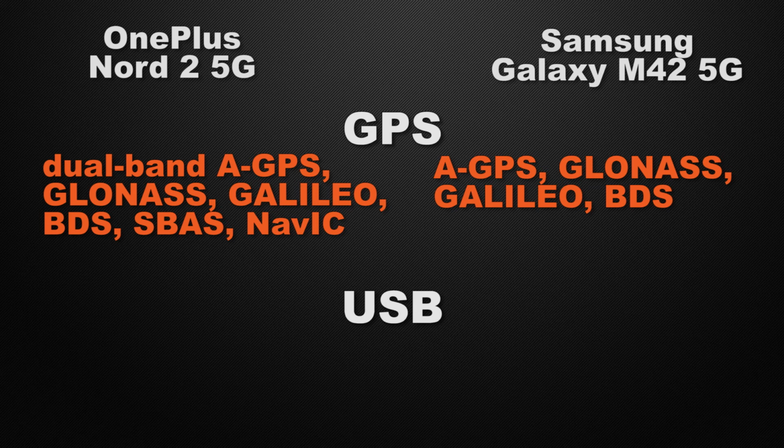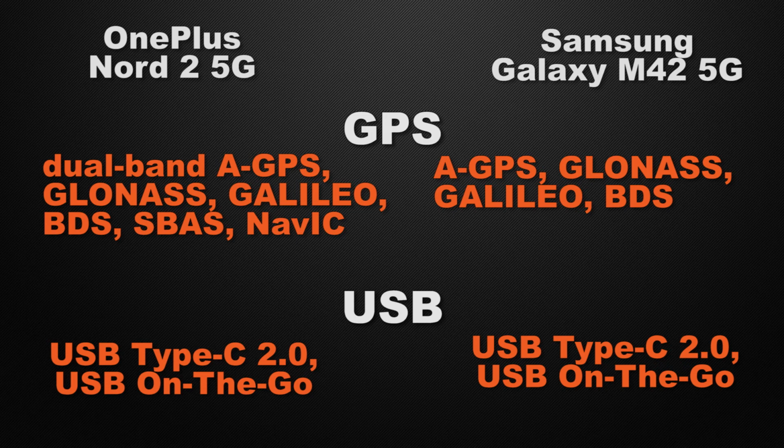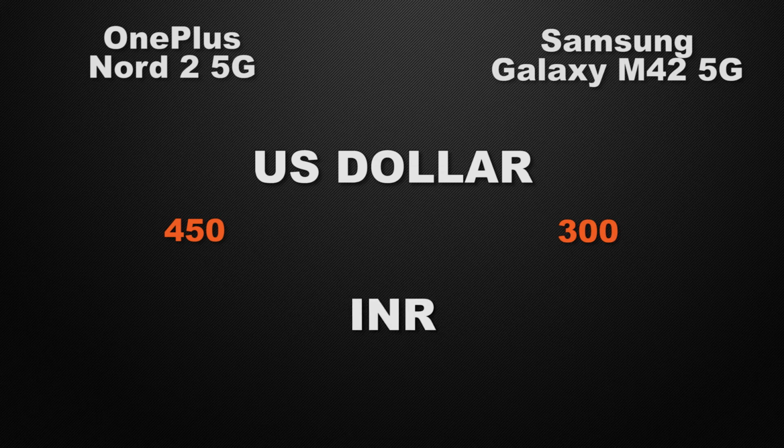And about the USB connectivity of the devices, Nord 2 comes with a 2nd gen Type-C connector with OTG support, whereas M42 also has a 2nd gen Type-C connector with OTG support. So it's a tie. Moving to the price of the devices, in the international market, Nord 2 is around $300 US, whereas M42 is available from $300 US too. In the Indian market, Nord 2 starts from 28,000 rupees, whereas M42 is available from 21,500 rupees.